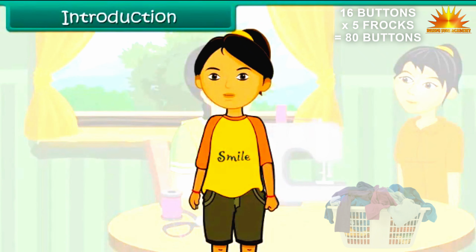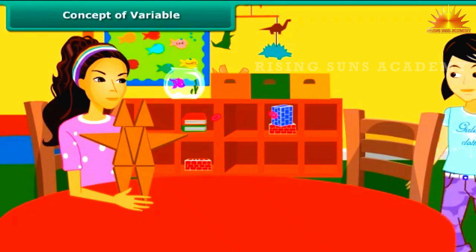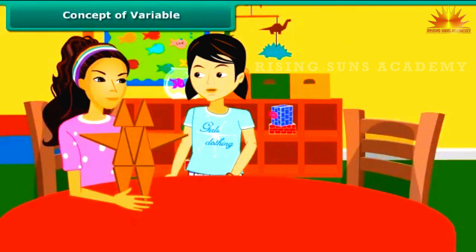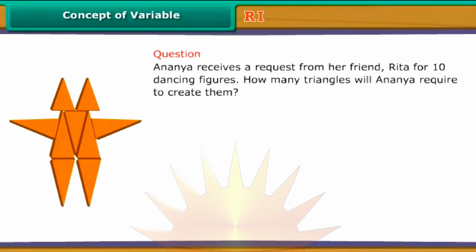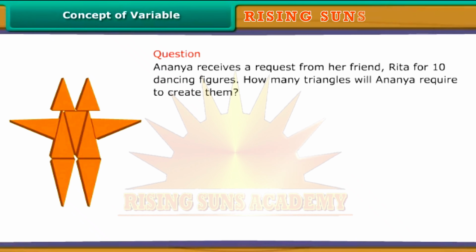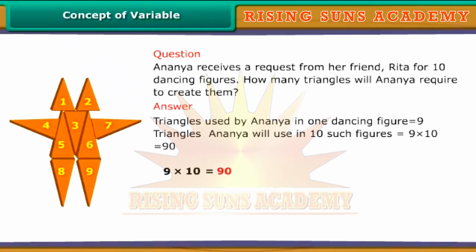In this lesson, you will learn algebra. Concept of variable. Ananya creates dancing figures using triangles made of wood. One day she receives a request from her friend Rita for 10 such dancing figures. How many triangles will Ananya require to create them? Take a careful look at the dancing figure. Ananya uses 9 triangles to create it. Therefore, in 10 dancing figures, Ananya will use 9 into 10 is equal to 90 triangles.